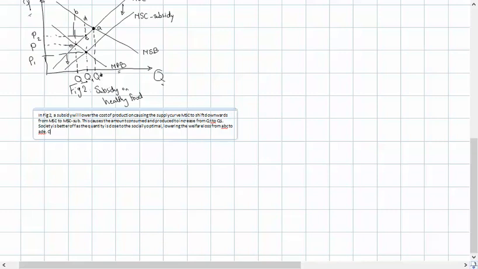Okay, what's the benefit to consumers? Consumers benefit as they now pay a lower price P1 to buy a higher quantity. Producers benefit.